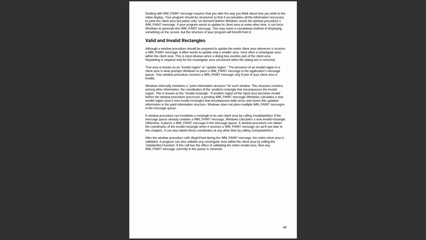If another region of the client area becomes invalid before the window procedure processes a pending WM_PAINT message, Windows calculates a new invalid region and a new invalid rectangle that encompasses both areas and stores this updated information in the paint information structure. Windows does not place multiple WM_PAINT messages in the message queue.